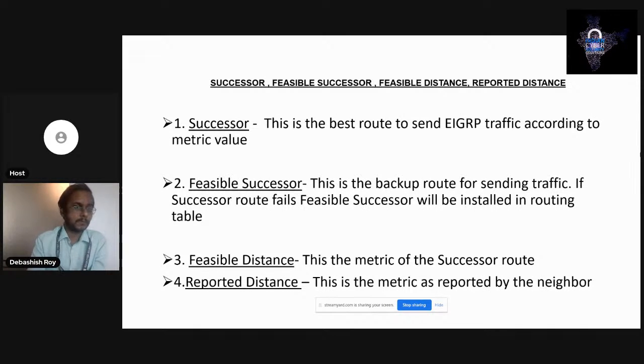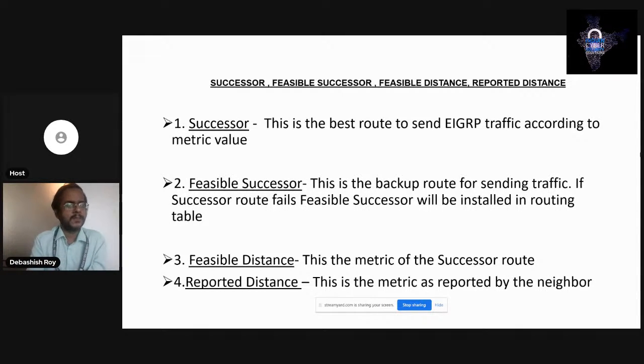First, successor. This is the best route to send the EIGRP traffic. So according to the metric value, the route which has the best metric, or you should say the lowest metric value, that route would be the successor route. So this is the primary link that EIGRP will use to send the traffic. This is the best route or the base path, you can say. Base path is the successor route.